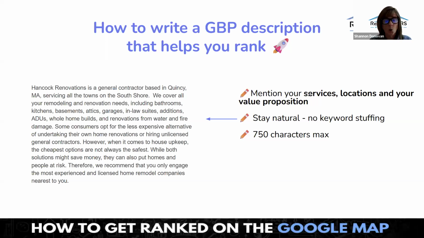But you do want them to know the name of your company, what you do, where you do it, and then your value proposition. So here, the name of the company is Hancock Renovations. They're a general contractor in Quincy, Mass, but they also serve the surrounding towns, and everyone in that surrounding area knows it's called the South Shore. And then they start getting more specific. We do remodeling and renovation, in case someone doesn't know the difference, and they list bathrooms, kitchens, and so on.